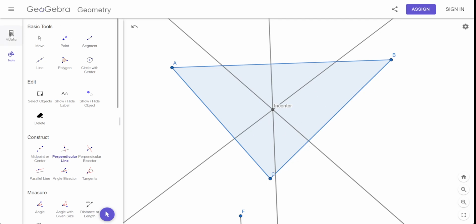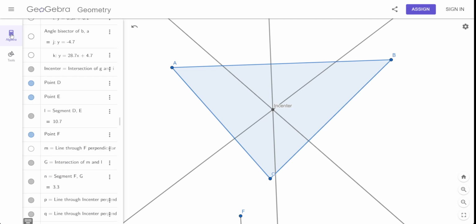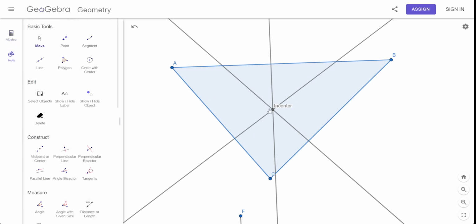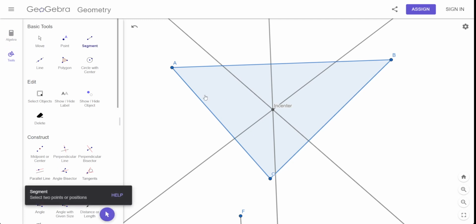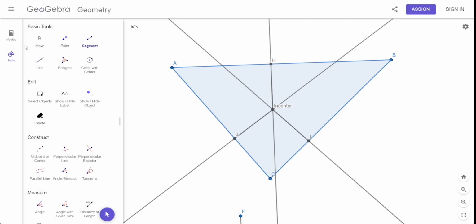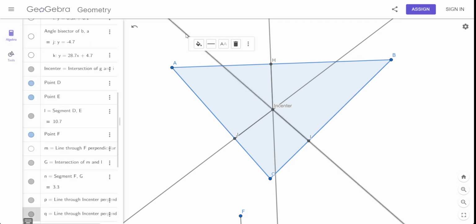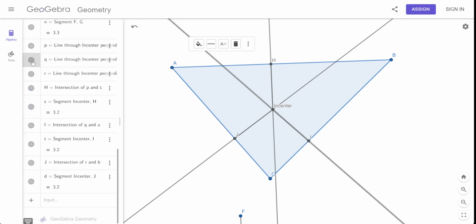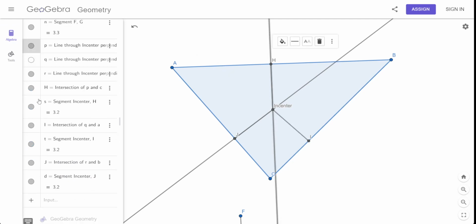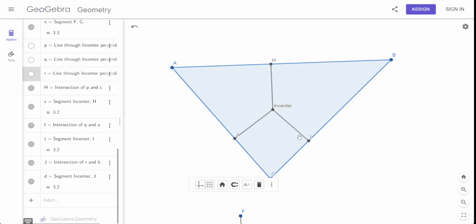So now let's get rid of those big old long lines. Actually, let's do this first. Let's draw a segment from the Incenter to there. Let's go from the Incenter to here and the Incenter to here. All right, now I can get rid of those big old long lines because they just kind of are ugly and get in the way. So let's get rid of that one, this one, and this one. All right, and now we got those three right there.